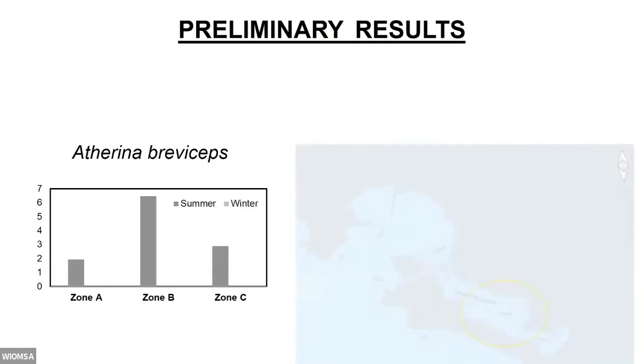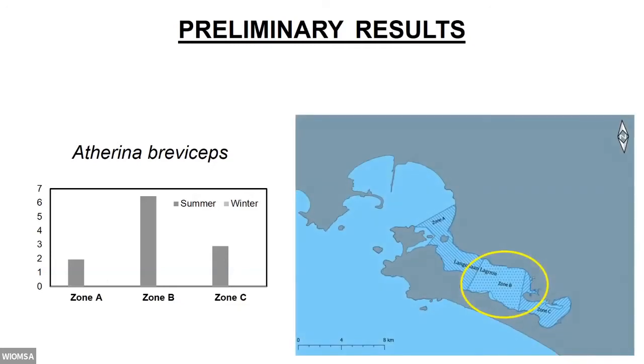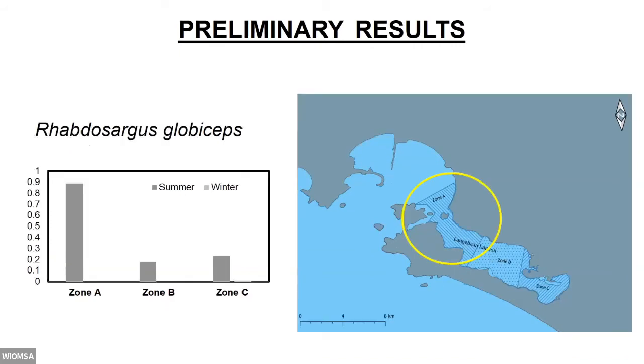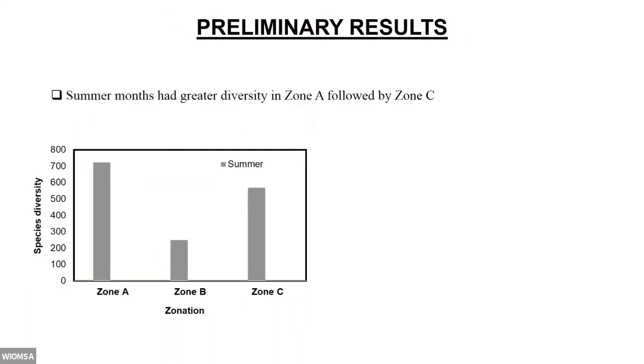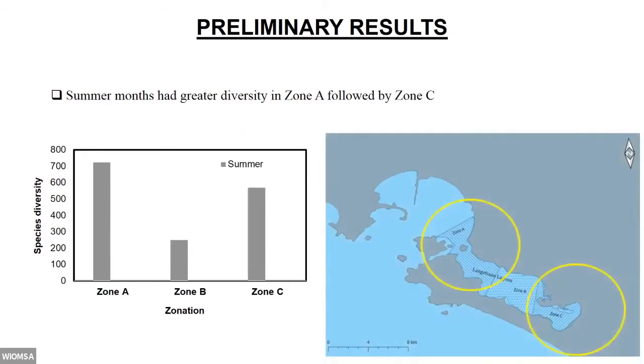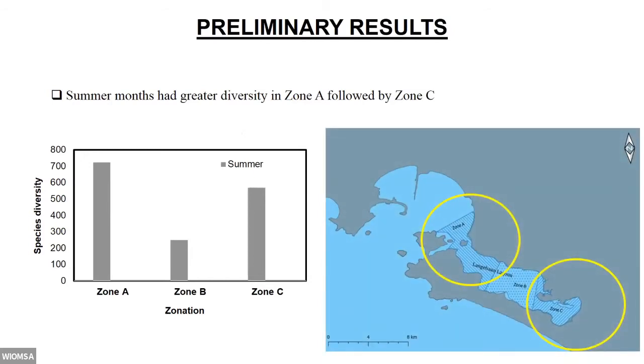Zone B had a high abundance of Atherina breviceps, which is known as the Cape silverside. Our summer months had a greater diversity in Zone A, which is followed by Zone C.